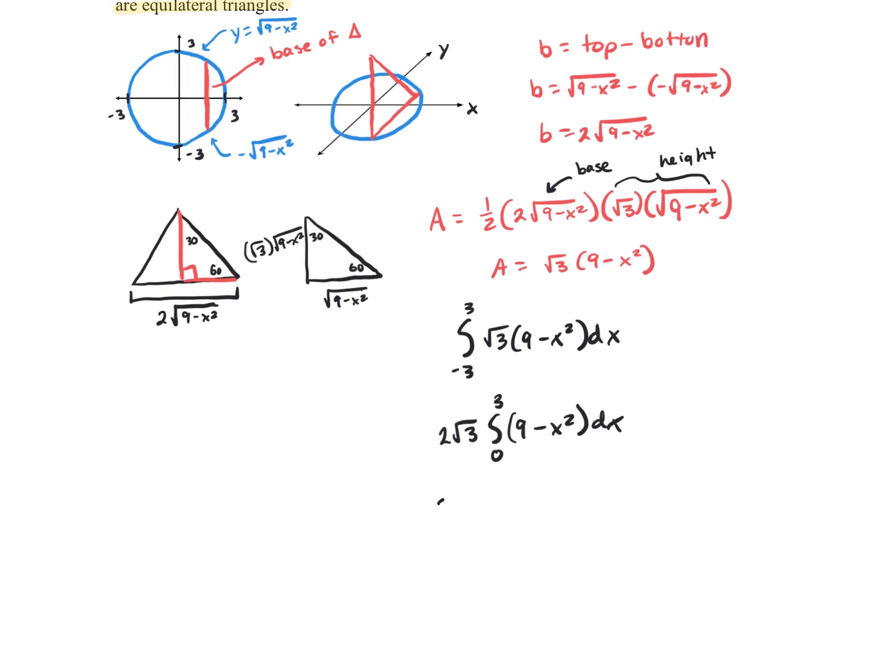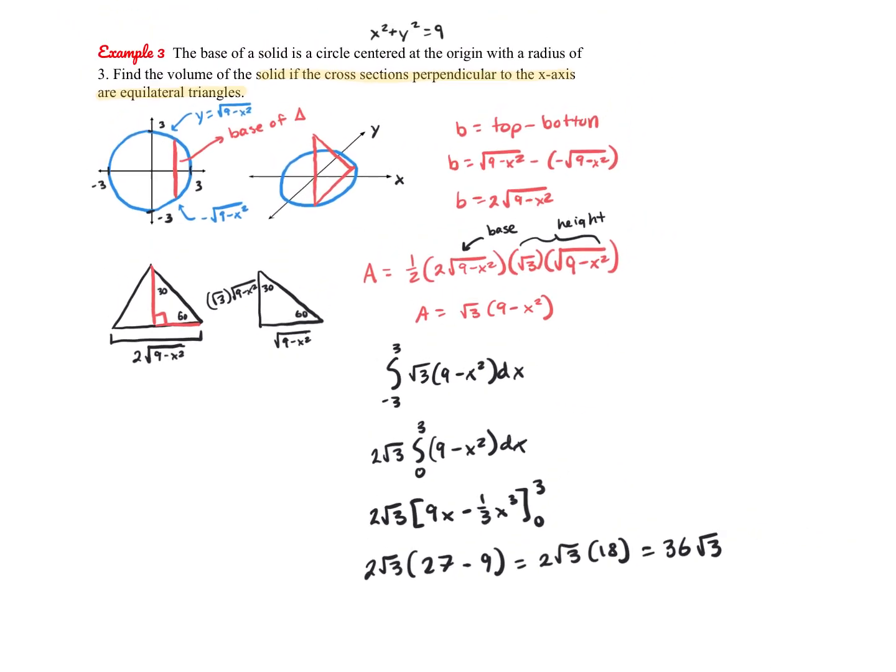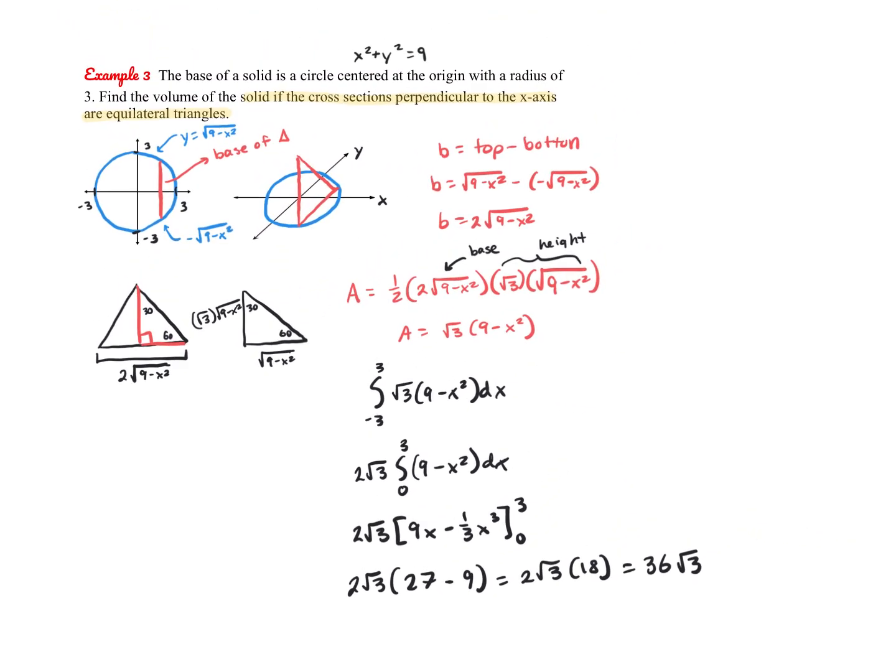So that gives us 2 root 3 times 9x minus 1/3 x cubed from 0 to 3. So 27 minus 9. So 2 root 3 times 18, which gives us 36 root 3, and then units cubed.